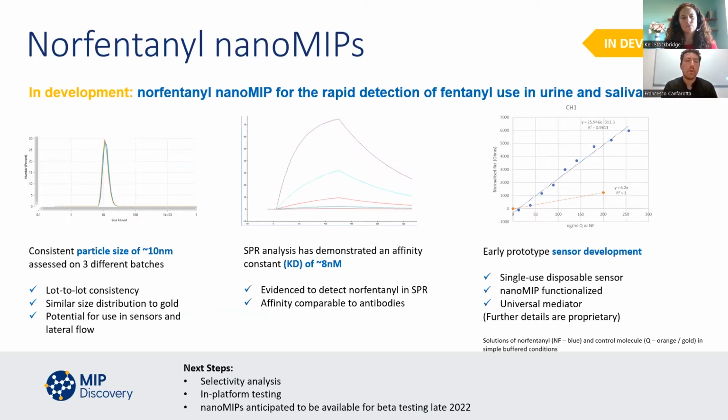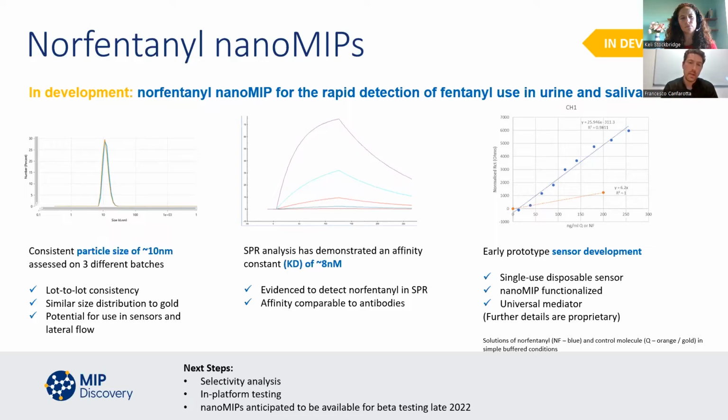Another example of nanoMIPs we are currently working on is norfentanyl nanoMIPs. They are used for the rapid detection of fentanyl in urine and saliva. As you can see from the graph on the left, we've managed to achieve a consistent particle size of about 10 nanometers. This was assessed on 3 different batches. And thanks to this size, these nanoMIPs are applicable to both sensors and lateral flow as well. They've demonstrated an affinity as measured by SPR, surface plasmon resonance, of about 8 nanomolar, with an affinity comparable to that of commercially available antibodies.